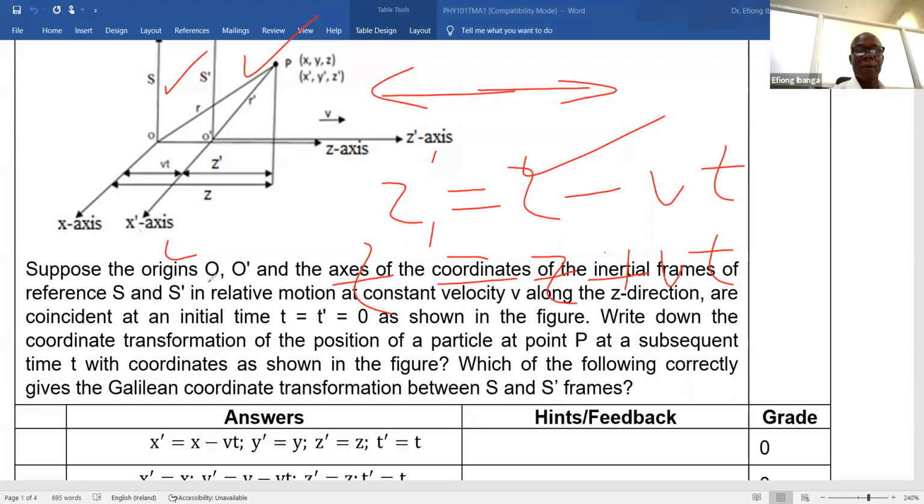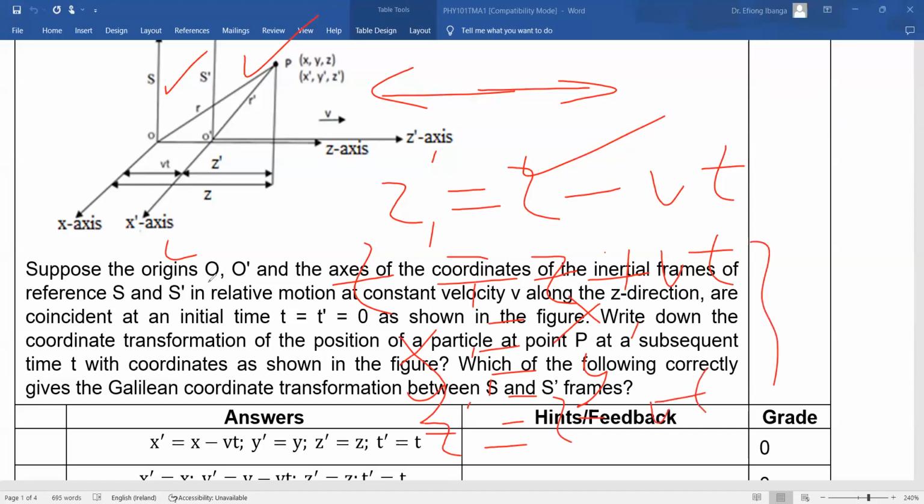So I can now complete the list. X prime is equal to X, Y prime is equal to Y, and Z prime is equal to Z minus VT. So this is the correct set. All right, so that is what was expected.